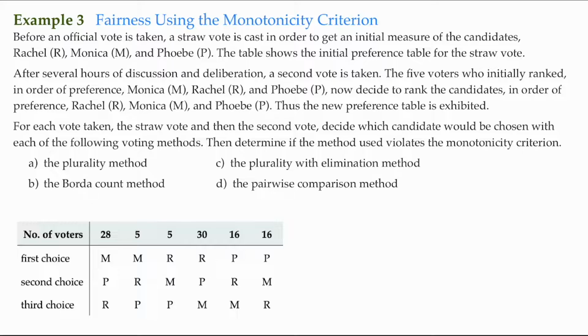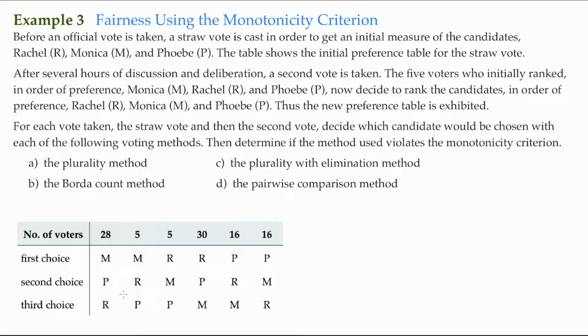So in this example, we're not going to go through the whole thing. We're going to take it piece by piece. It says before an official vote is taken, a straw vote is cast in order to get an initial measure of the candidates, Rachel, Monica, and Phoebe. The table shows the initial preference table for the straw vote. And here's the initial table here.